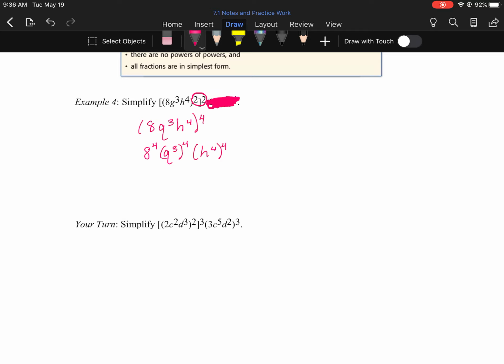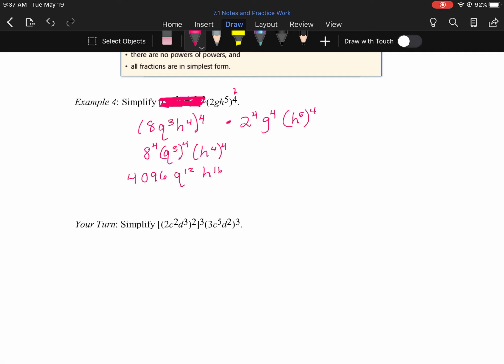So 8 to the 4th power is 4,096. G cubed to the 4th, I'm multiplying, so that means I get g to the 12th and h to the 16th. All right, so now I'm going to block out this first one and simplify my second one. This only has 1 exponent outside, so I'm going to put my multiplication there. That means I need to distribute that exponent of 4 to everything. So I get 2 to the 4th, g to the 4th, h to the 5th, to the 4th.